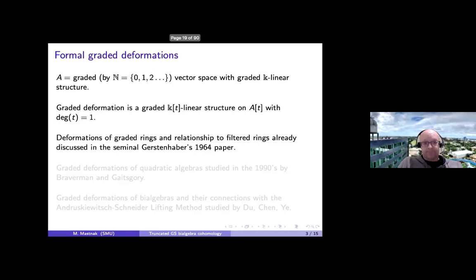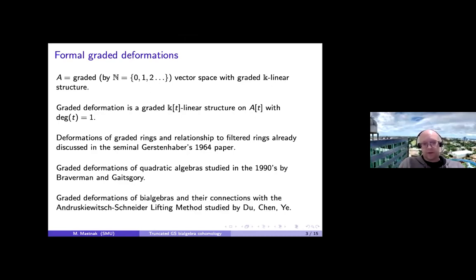Deformations of graded rings and their relationship to filtered rings was already discussed in the original Gerstenhaber paper. And then in the 90s, Braverman and Gaitsgory wrote this beautiful paper on deformations of quadratic algebras, and then for bialgebras, the connection of this with the Andruskiewitsch-Schneider lifting method was first studied in the early 2000s by Du, Chen and Yi.